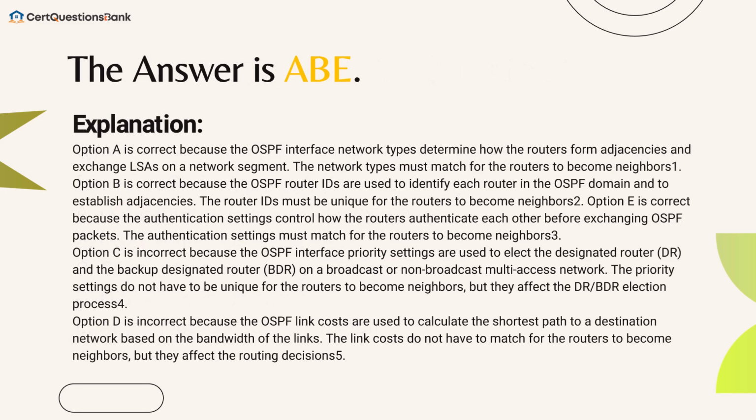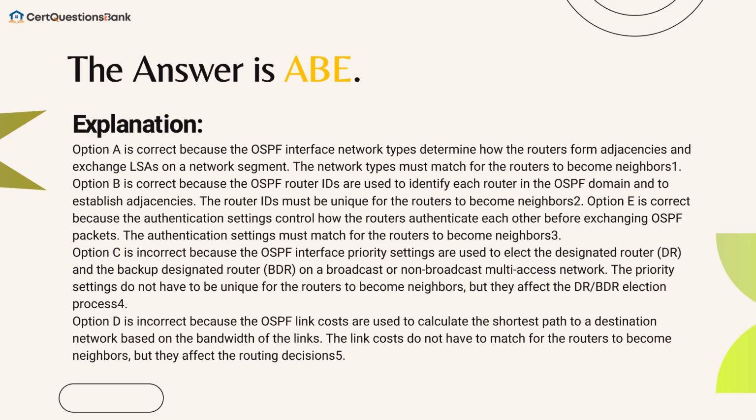The answer is A. Option A is correct because the OSPF interface network types determine how the routers form adjacencies and exchange LSAs on a network segment. The network types must match for the routers to become neighbors. Option B is correct because the OSPF router IDs are used to identify each router in the OSPF domain and to establish adjacencies. The router IDs must be unique for the routers to become neighbors too.